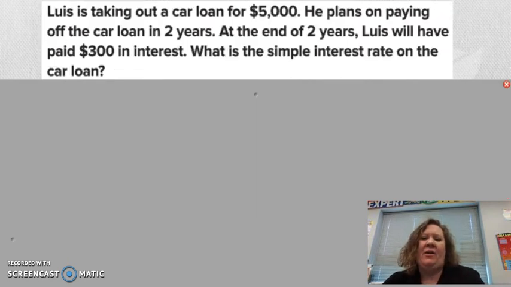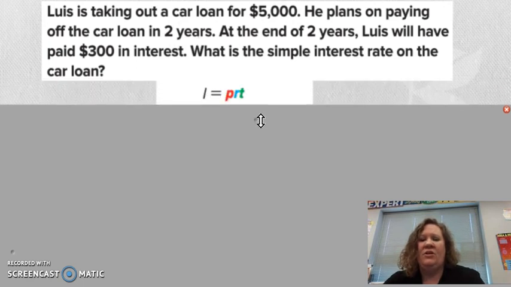Luis is taking out a car loan for $5,000. He plans on paying off the car loan in 2 years. At the end of 2 years, Luis will have paid $300 in interest. What is the simple interest rate on the car loan? This problem is different because we have the interest amount. What we're looking for is the rate on the car loan. We have the principal, the amount that Luis is borrowing. We have the time already in years.